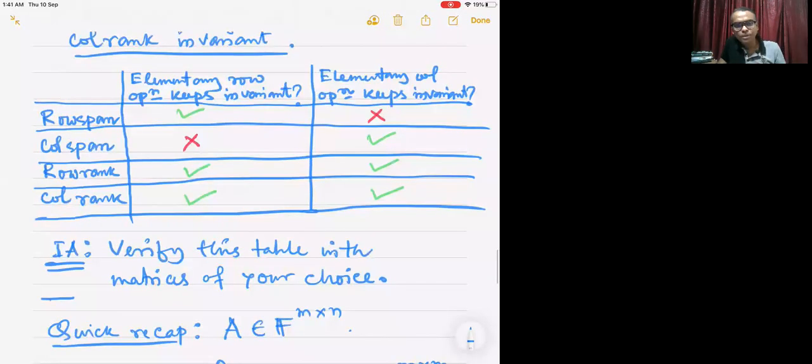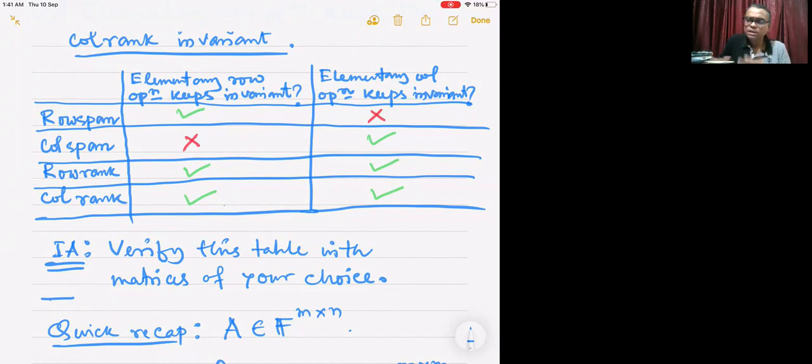So elementary row operations will keep the row span invariant. Therefore, row rank will also remain the same, which by the way is the dimension of the row span. Because the row span remains invariant, of course, the dimension is also going to remain invariant. Then surprisingly, although elementary row operations do not keep the column span invariant in general, they will keep the dimension of the column span invariant. So it keeps the column rank invariant, which happens to be the dimension of the column span.